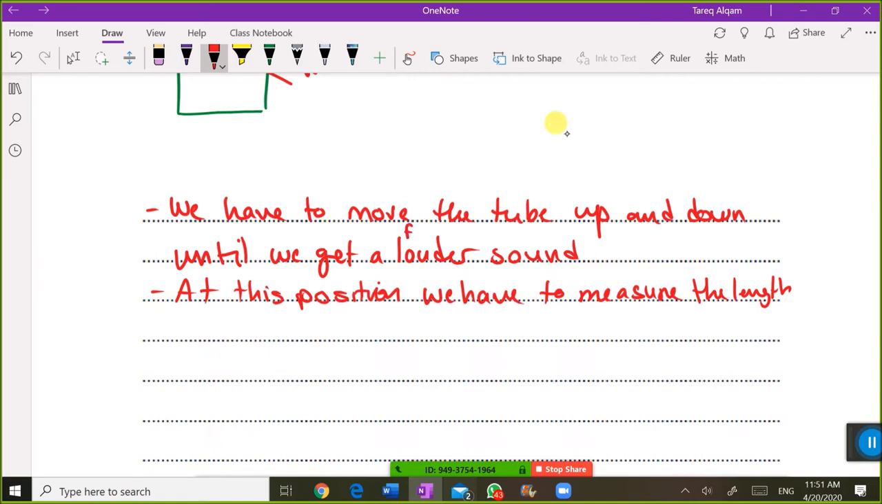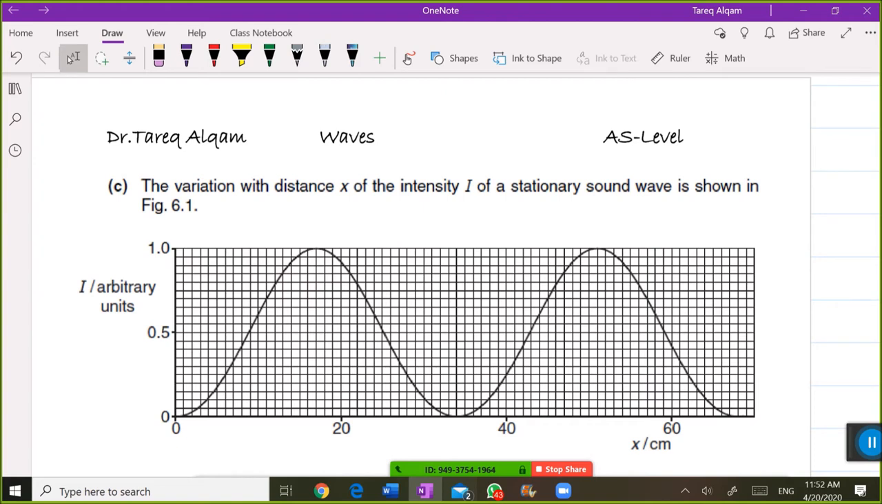First harmonic. Here, the wavelength, you have to mention that it will be 4L. Right? To find the wavelength, I have to use this formula, 4L. Clear? Here, loudest. If you remember, he was moving the tube up and down until he got a certain position of the loudest sound, but then he takes the average. He has to repeat this to find the average.